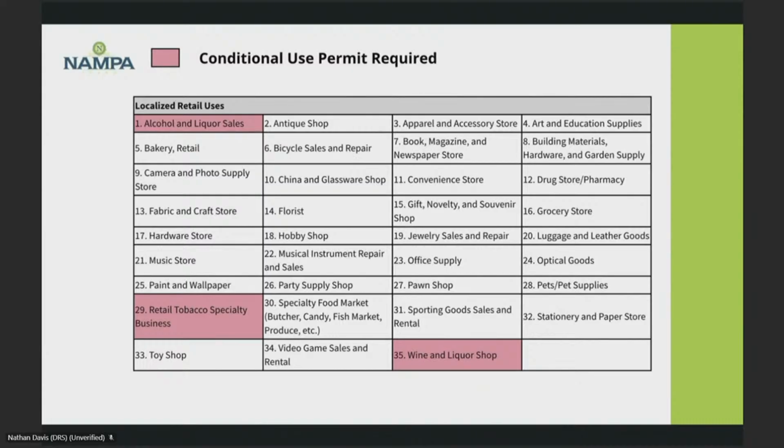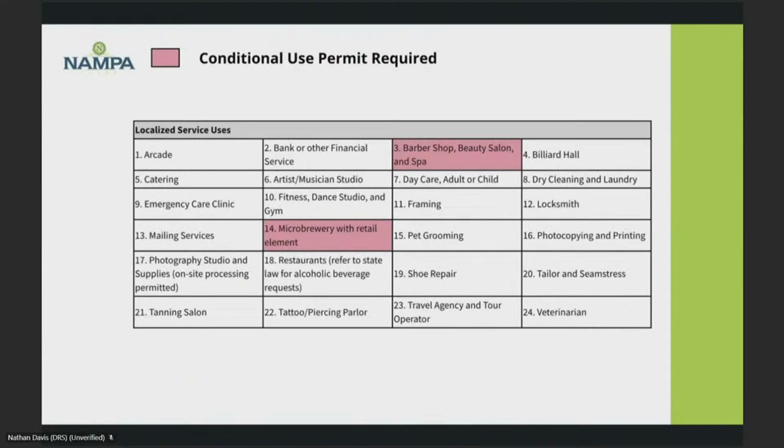We have all these items here for you, and we're going to do a little exercise with you a little later, but not right now. We're going to ask you what you want to be allowed and what you want conditional use permit only in about 10 minutes. We just wanted to go through these. What we've already heard as conditional use only is alcohol, liquor sales, retail tobacco, wine, and barbershops and microbreweries with a retail element. Those are the ones that have been listed as conditional use permit only.